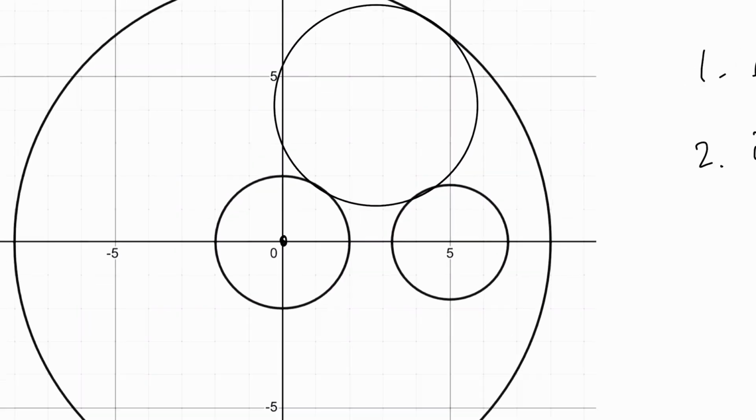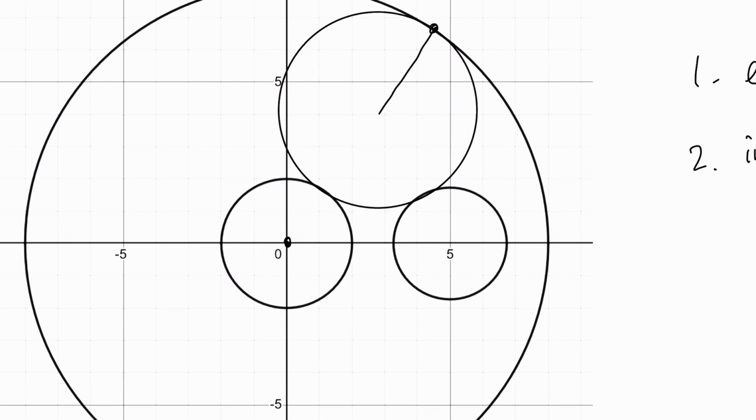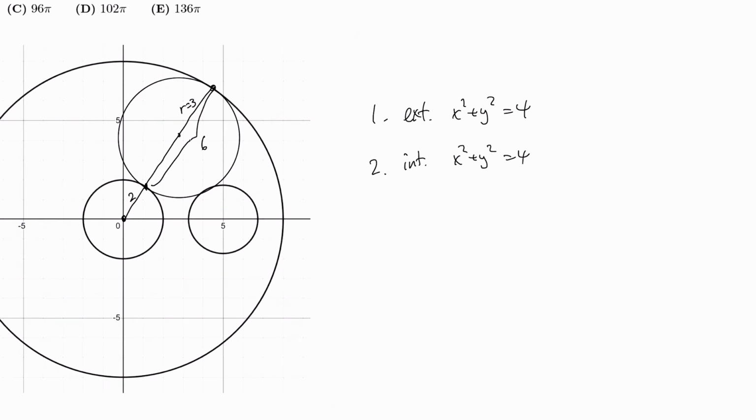If we just draw a line from this to here, because this origin is also the center of the big circle, it passes through both points of tangency. This has a side of 2, so this has to have a side length of 6. So the radius is equal to 3. We have 4 circles with radius 3, so it's 4 times pi times 3 squared, or 36 pi.